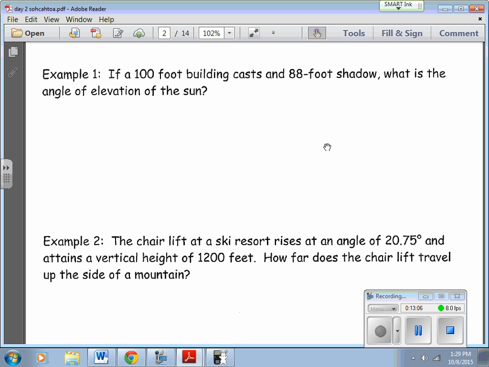So if a 100-foot building casts an 88-foot shadow, what is the angle of elevation of the sun? Read the problem, make sure you understand what you just read. Now try to think of a plan. What would help you here? What do you think would help you? Visualize the building and the shadow. Okay, so let's visualize the building and the shadow.